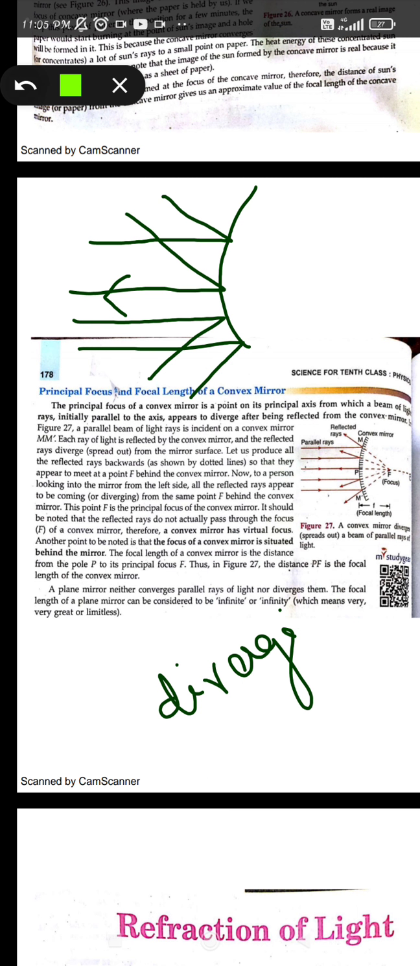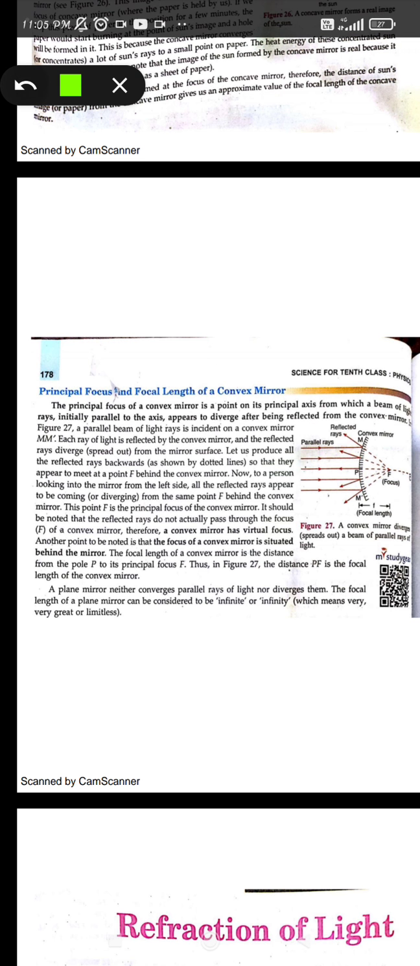So in the next session we will be seeing the rules of the concave and the convex mirror, how the light rays fall on the surface and how it gives the image, and what is the type of image that is formed by the concave and the convex mirror.